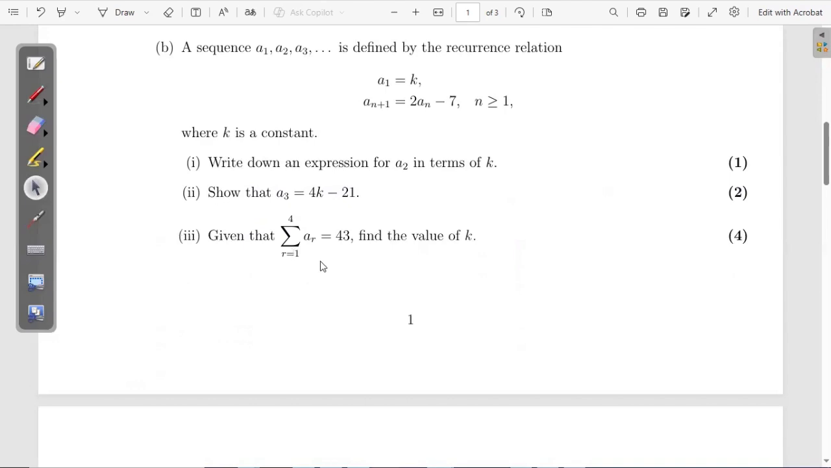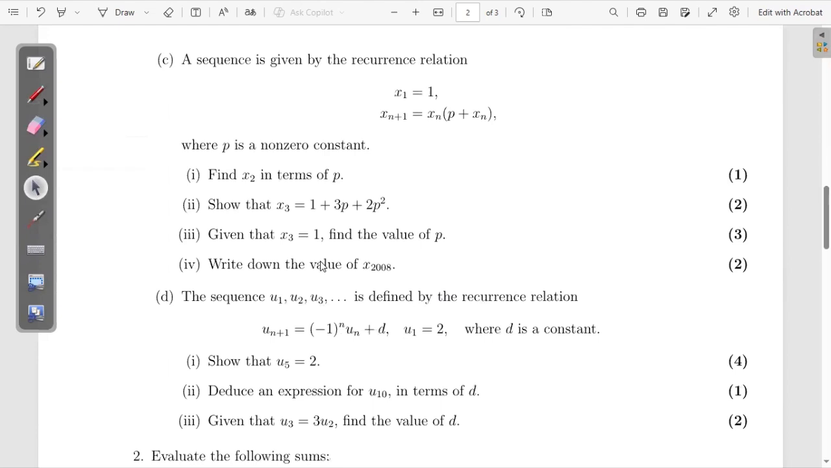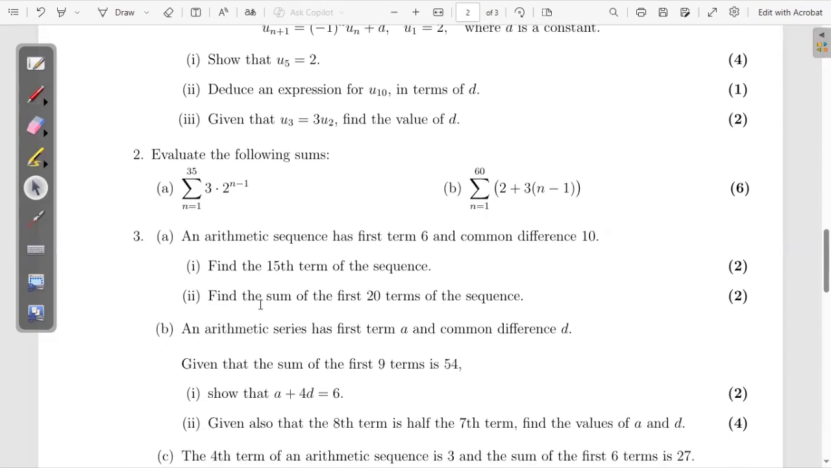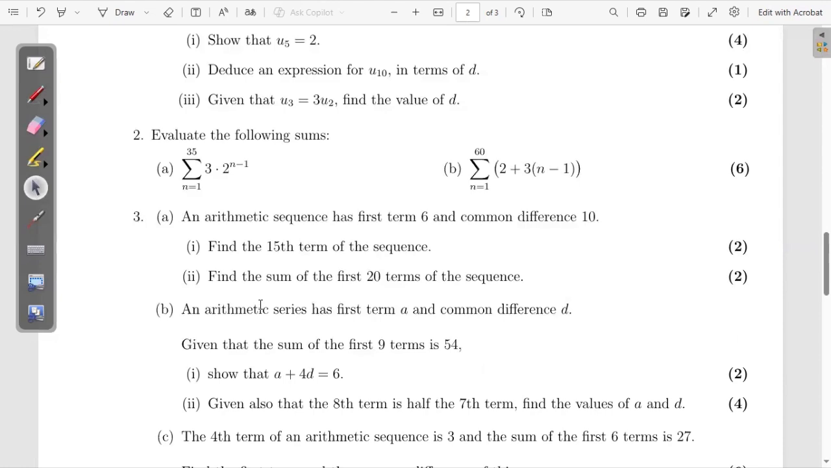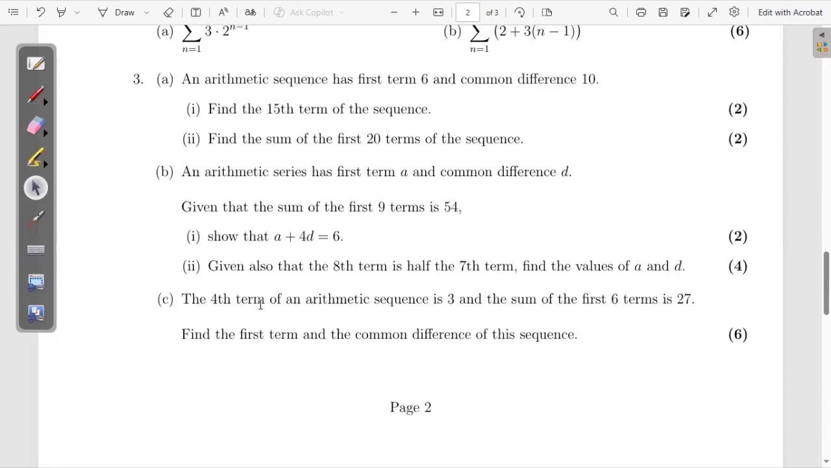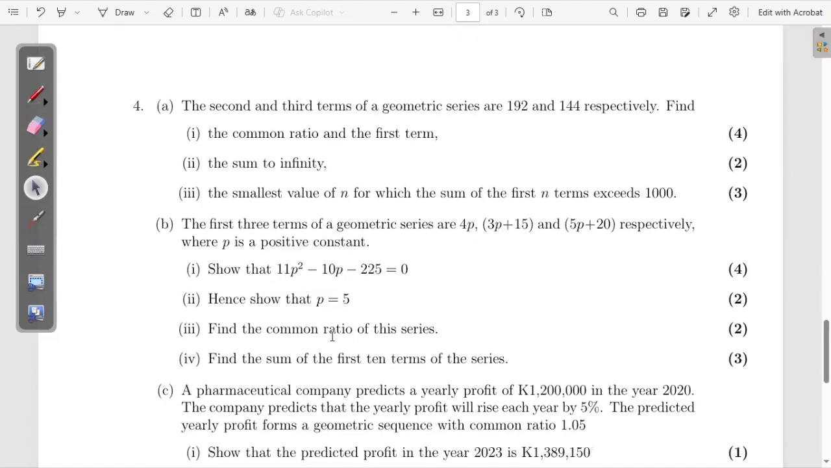So how can we use it to evaluate finite sums? From there, we will talk about arithmetic sequences. You can see part C and part D, those are just arithmetic sequences. And from arithmetic sequences, we'll be able to find the nth term formula, finding the A, which is the first term, the D, the common difference, and the like. And then from there, we'll move to the arithmetic series.